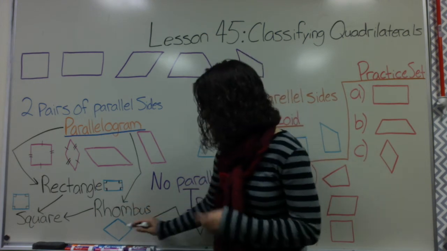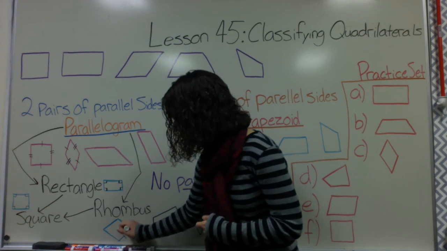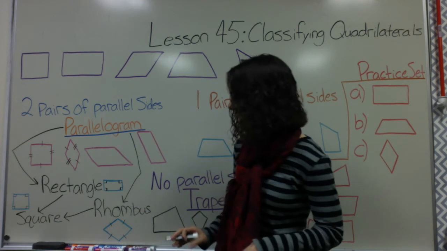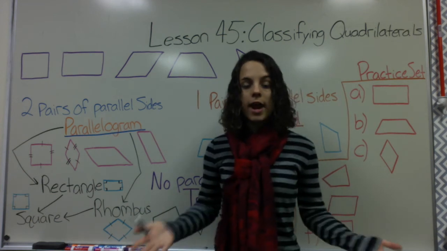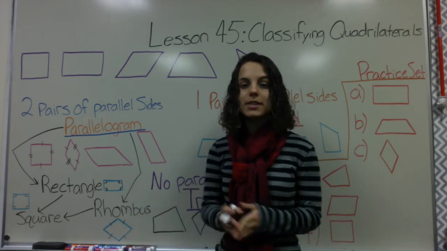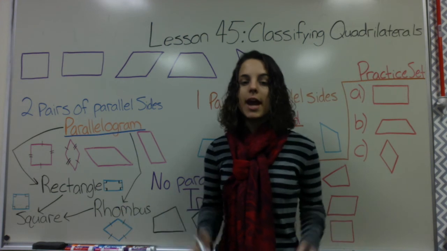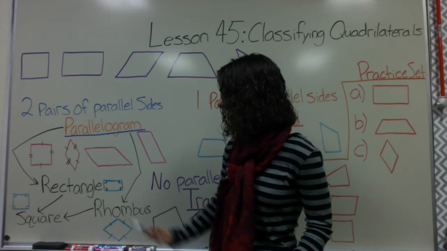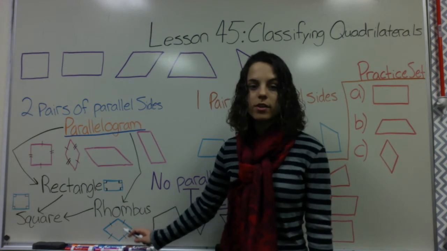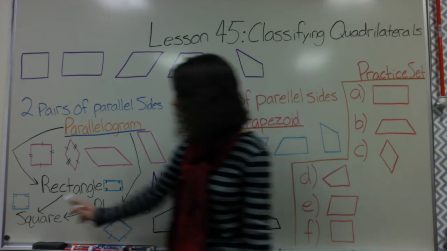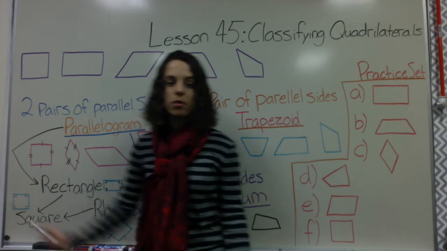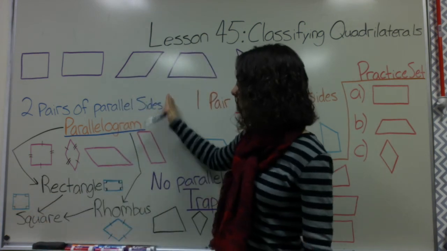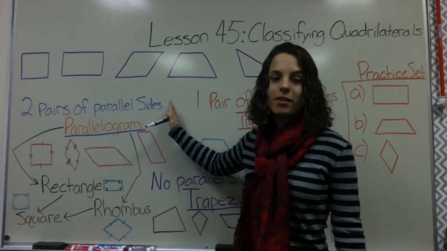A rhombus means that all sides are the same length. So I'm going to draw lines right here showing that all of them are the same. But the angles don't have to be right angles. So rhombus has nothing to do with the angles. It has to do with the sides. Rectangles have to do with four right angles. Rhombuses have to do with four sides of the same length. And squares are a combination of both. So that's parallelograms, quadrilaterals with two pairs of parallel sides.